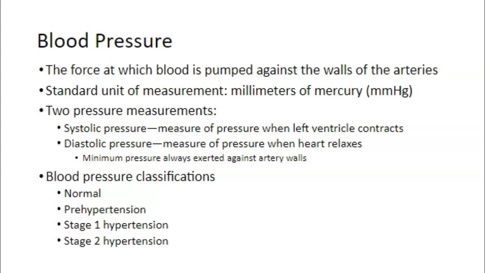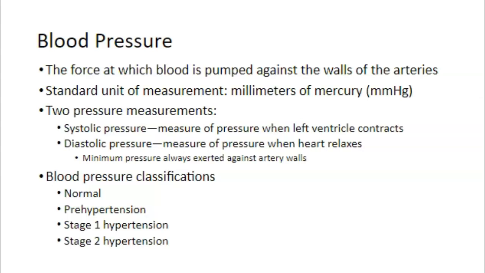The diastolic pressure is the measurement of the heart when the heart relaxes. Another way to describe that is the minimum pressure that's always exerted against the arterial wall. So there's two ways of looking at the diastolic pressure. Essentially, we're going to be putting the systolic over the diastolic, and we'll talk about that in just a second.